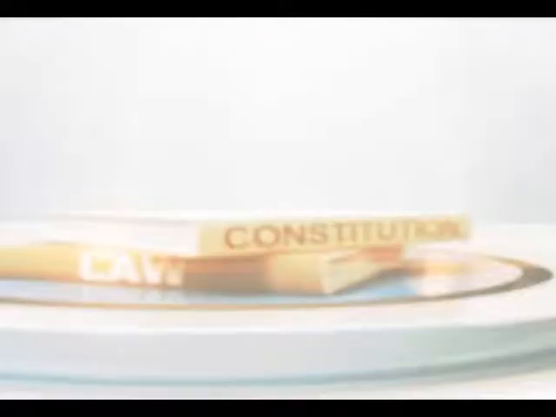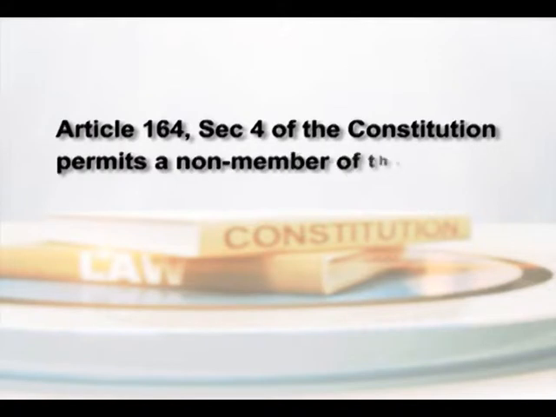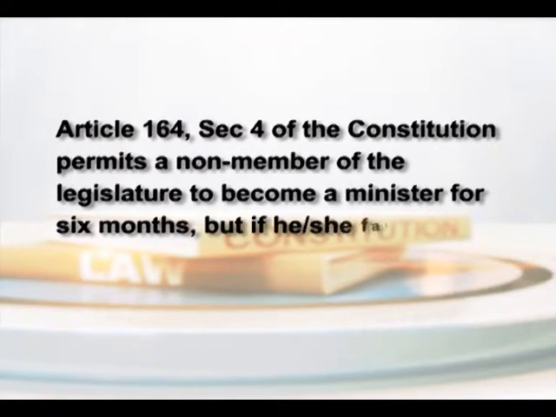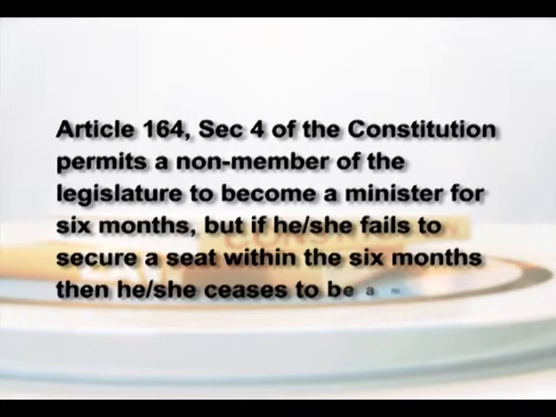Any person can become a minister provided he has the confidence of the state legislature. Article 164, Clause 4 of the Constitution permits a non-legislator to become a minister for a period of 6 months. But if he fails to secure a seat within the 6 months tenure, then he or she ceases to be a minister. The Council of Ministers holds office during the pleasure of the governor.